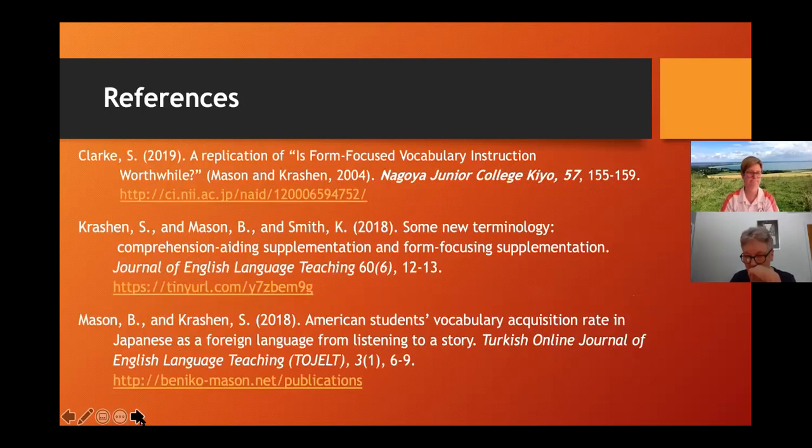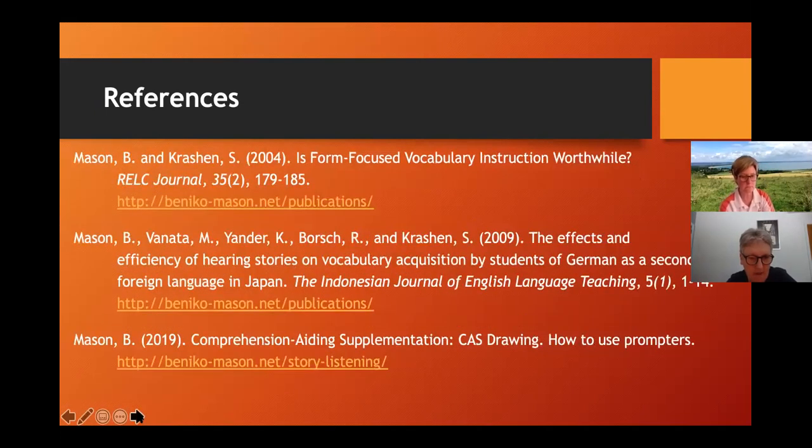Some of these are the references to Stephen Clark's paper. You can find the links here. This is the comprehension aiding supplementation paper. You can find the links here. We like to provide these on our own websites, the publications, and you can find them on Dr. Krashen's and Dr. Mason's website, and some others.